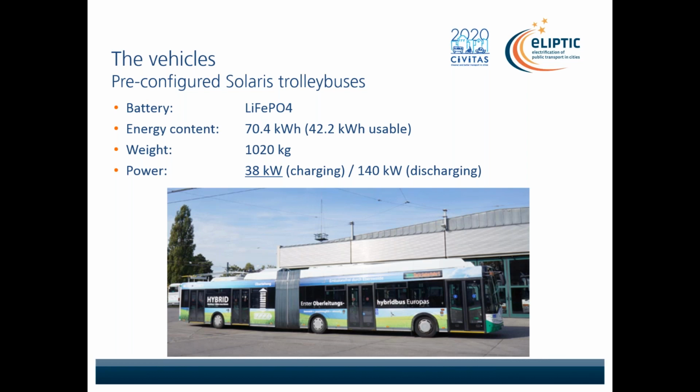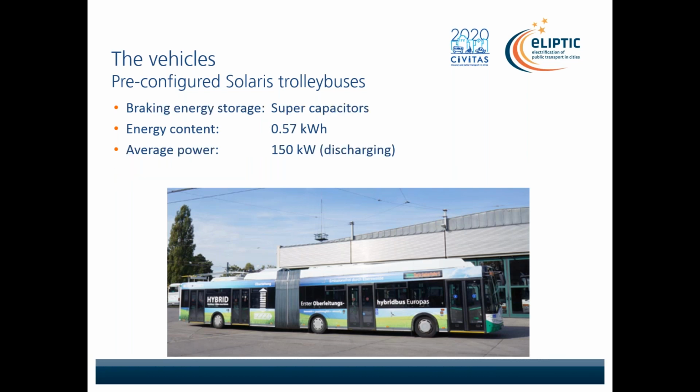What is important, and therefore I underlined this figure, is that we have only a charging power of 38 kilowatts and a discharging power of 140 kilowatts. The discharging power is okay, but the charging power limits the possibilities to operate the buses on line 910, as I will show you later on. Additionally, we have a braking energy storage, which is in this case a supercapacitor with an energy content of 0.57 kilowatt hours, which also supports the acceleration of the vehicles while not driving under the catenaries.